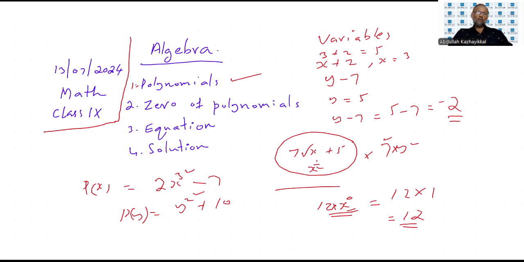Today I want to discuss polynomial. Zero of a polynomial. Then equation, then solution. Please understand the difference. Zero of a polynomial and solution are the same: solution of an equation, zero of a polynomial. So please write this one.